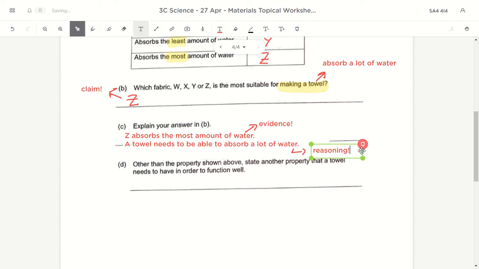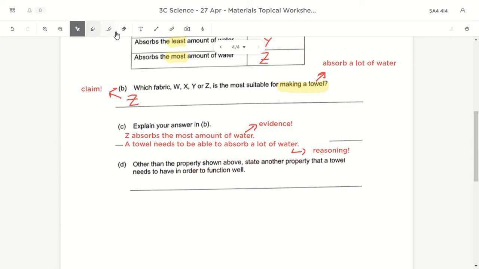Okay, so there's always a claim, always an evidence, and always a reasoning. So try to structure your answer using this claim, evidence, reasoning structure, so it helps you to have a more complete answer. A lot of you gave me absorb the most water, but never told me about the towel. So why do I want something that absorbs a lot of water? Because the function of a towel is that it needs to absorb a lot of water.